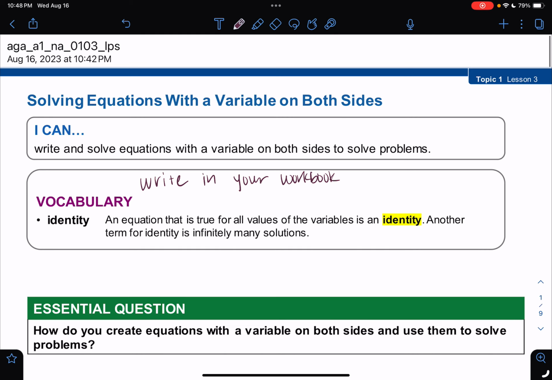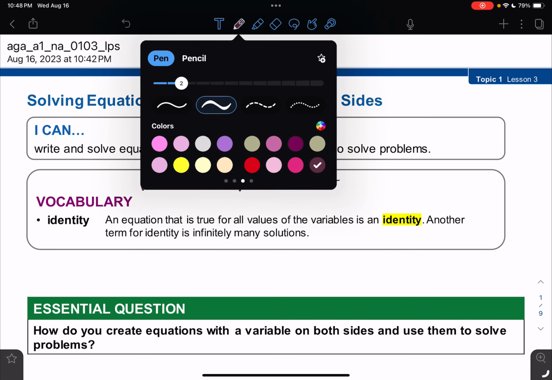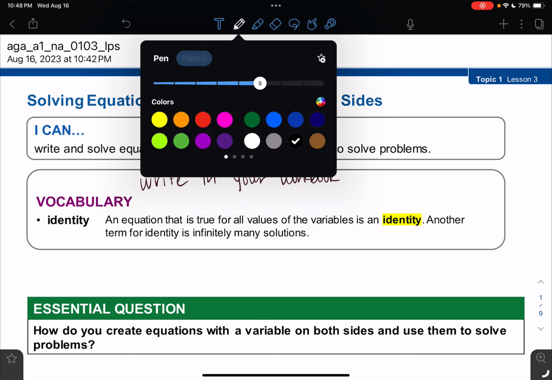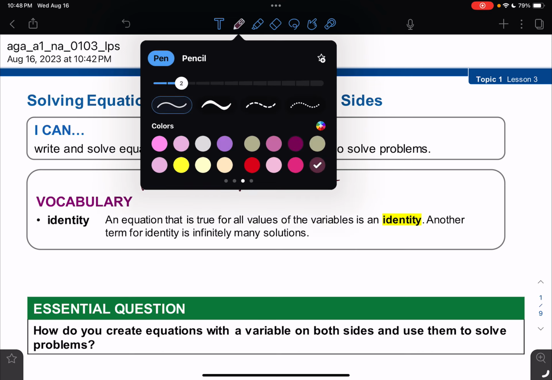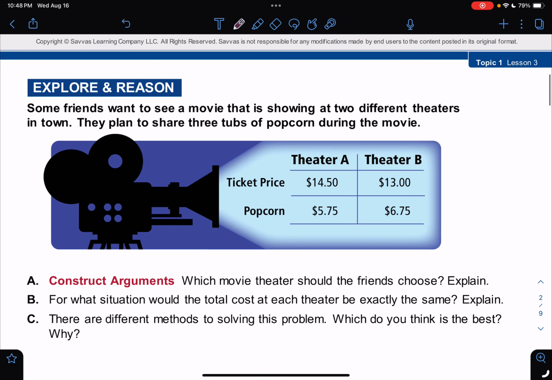All right, so let's go ahead and get started. And I did not want to use that. Okay. Got it. All right, moving on.